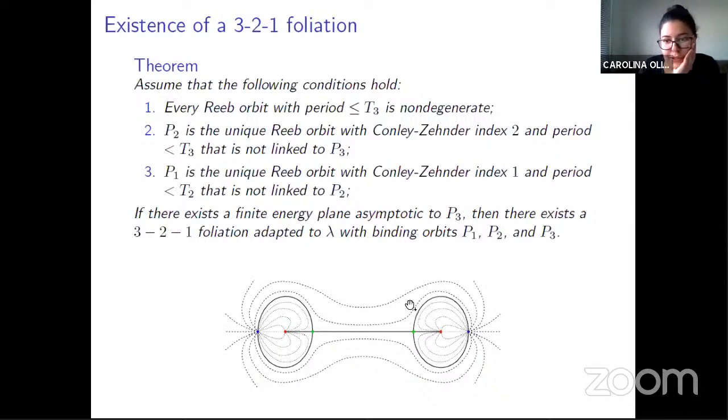disks asymptotic to the orbit with index 3, and if these disks come from a pseudo-holomorphic curve, if it's a projection of a finite energy pseudo-holomorphic curve, then you can use several different techniques from the theory of finite energy curves, like Fredholm theory, compactness, and intersection, and gluing theorem, all of these. And in the end, we can show that we will have all of the 3-to-1 foliation.